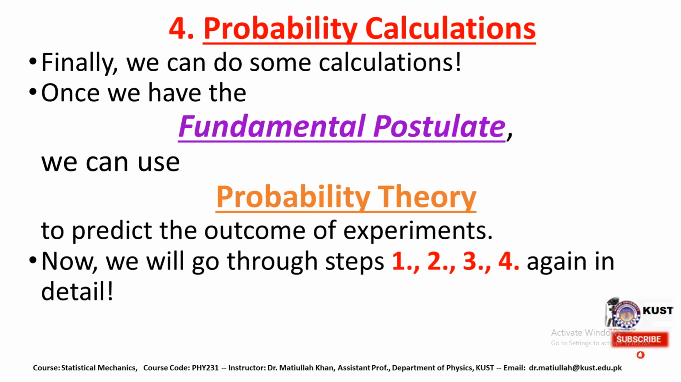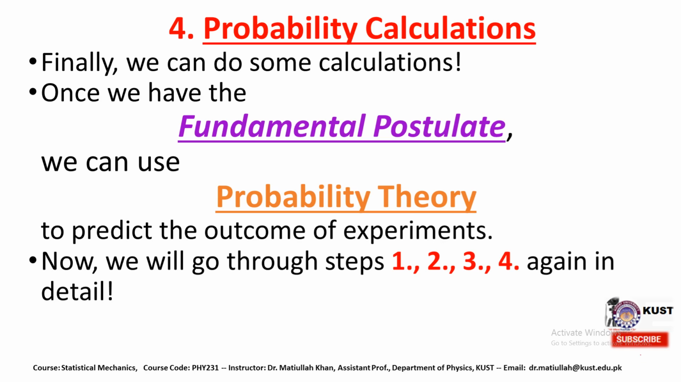The fourth and last step in the statistical description of any microscopic system is the probability calculation. In this step we calculate the probability using some assumption or calculation, and then we finally end up with the values of that probability for that particular case. Once we have the fundamental postulate, we can use probability theory, and based on that we can predict or calculate the probability based on some justification. So probability theory is to predict the outcome of experiments.